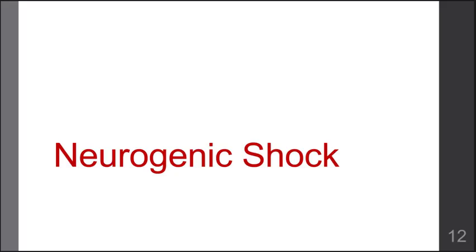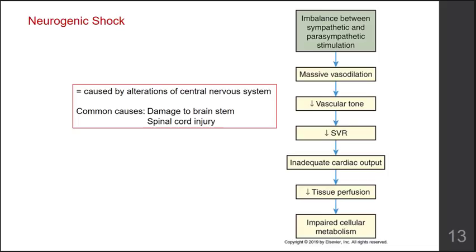The next type of shock we'll briefly look at is neurogenic shock. Neurogenic shock is shock that's caused by alterations of the central nervous system, mostly due to an imbalance in the autonomic nervous system. So remember, the autonomic nervous system, you have the two divisions, being the sympathetic nervous system and the parasympathetic nervous system, which have very opposite effects, but they must be kept in balance for homeostasis. And what this imbalance leads to is this massive vasodilation that occurs. And this is really the primary component of this type of shock.